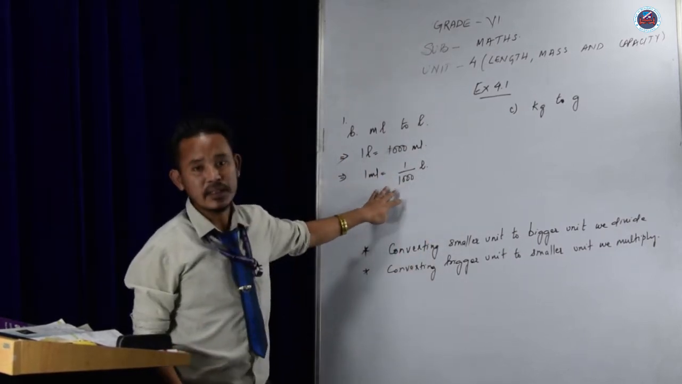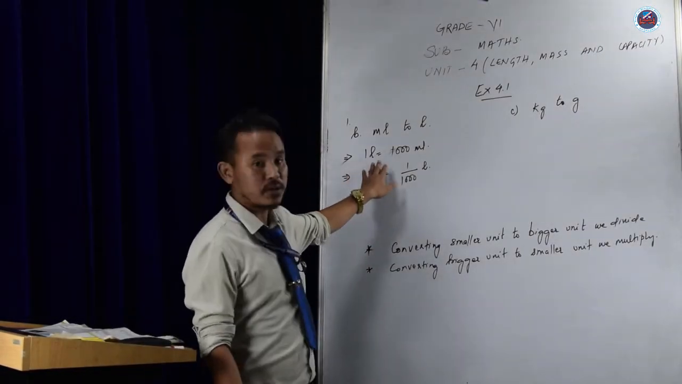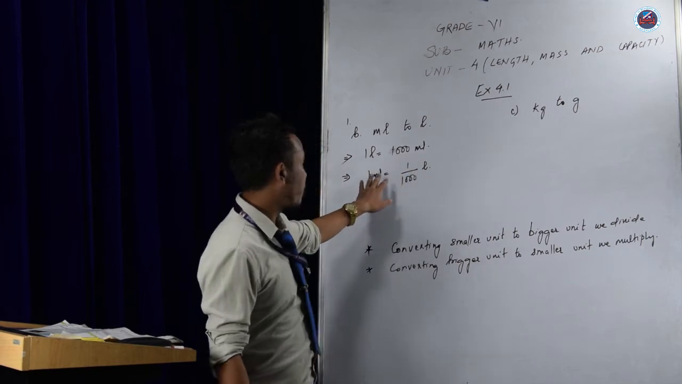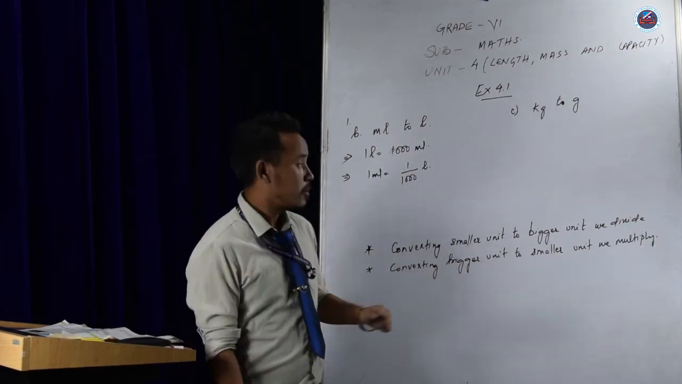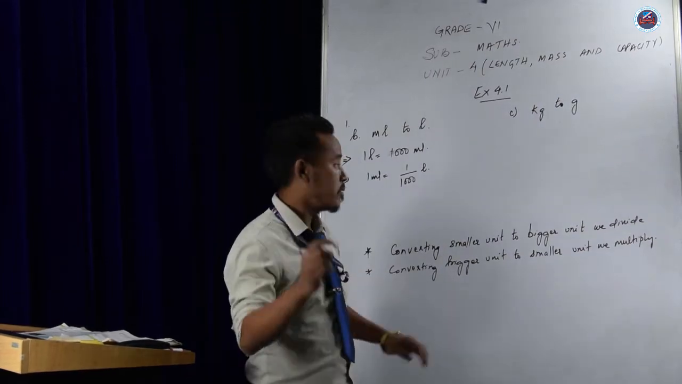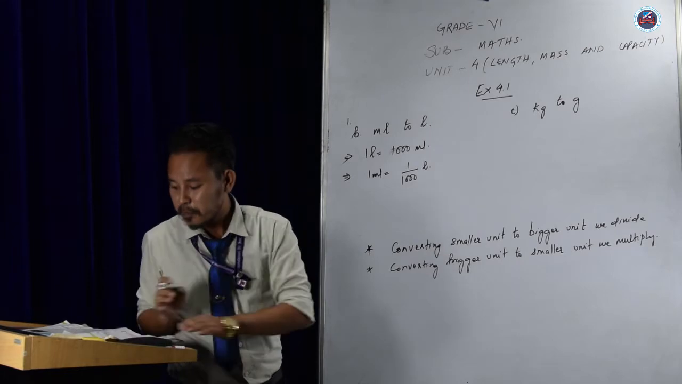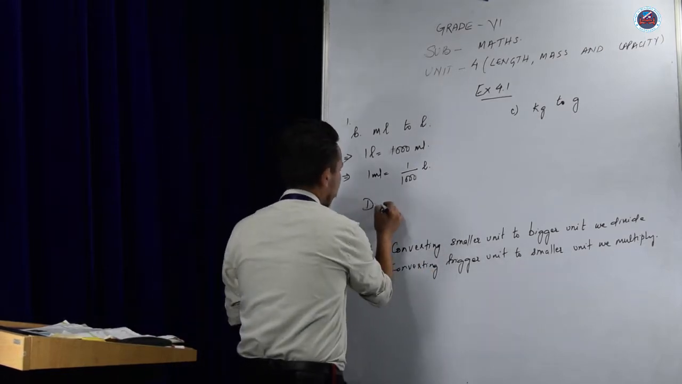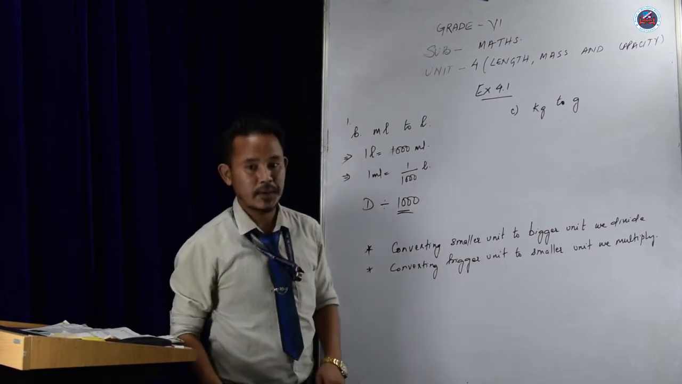What we have done here is we have divided. So now you can see here I have written 1 liter is equal to 1000 milliliter. In the same way, for 1 milliliter, what we have done is we have divided by 1000, because 1 liter has 1000 milliliter. So the correct answer will be D, divided by 1000.